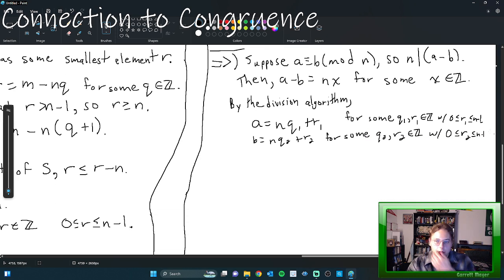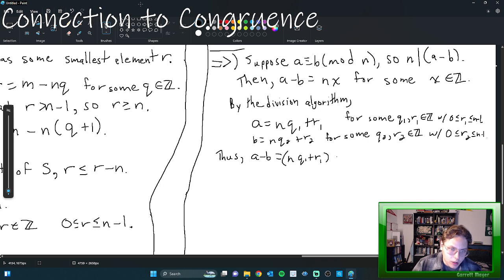So by the division algorithm, we have that. And because of this, thus, a minus b equals nq1 plus r1 minus nq2 plus r2, which equals n times q1 minus q2, plus r1 minus r2.